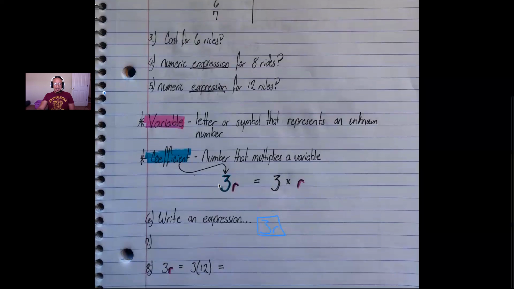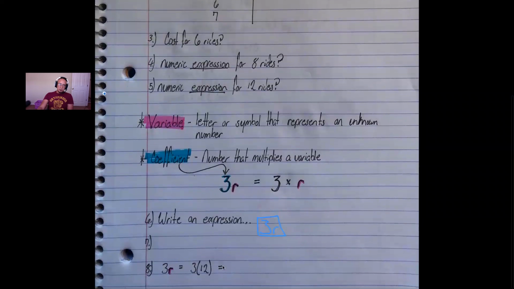All right. And again, in number 7, it's just asking which of these is the coefficient. The coefficient is 3. And it's asking which is the variable. The variable is the R. That's just something for you to know. I don't even think Schoology really asks for that.